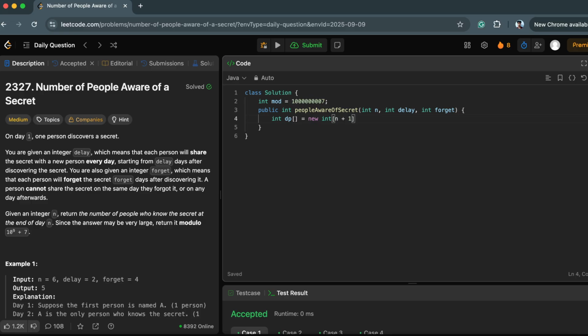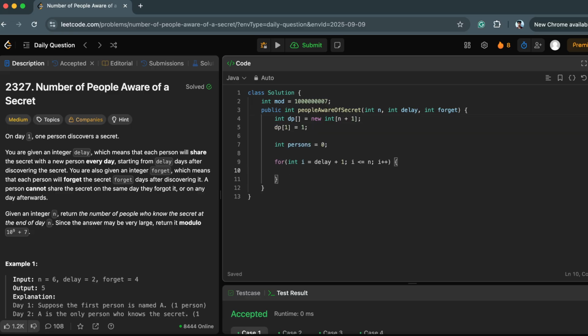We will run a for loop starting from int i equals delay plus 1. From that particular day onwards we will run a for loop, where i should be less than or equal to n, and i plus plus. And whatever the value at dp of i minus delay, we will add it into the persons. That means those persons are responsible to create new persons who can spread the information.